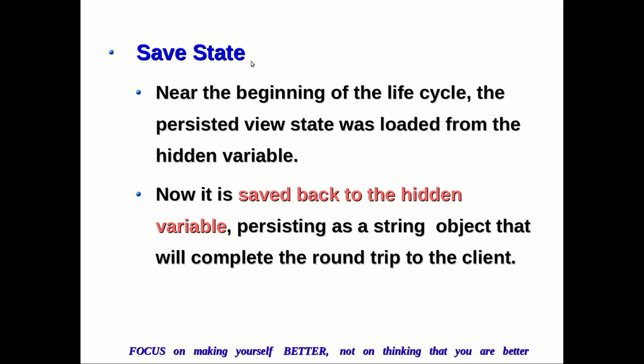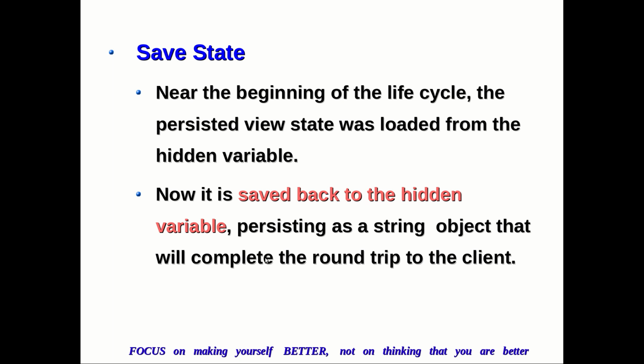Then you have save state. Near the beginning of the life cycle, the persisted view state was loaded from the hidden variables. Now all these values will be saved back to the hidden variables, persisting a string object that will complete the round trip to the client. So everything will be saved back. It was loaded to the server, and now it is being saved back to the hidden variables, because now it is creating a new HTML page.